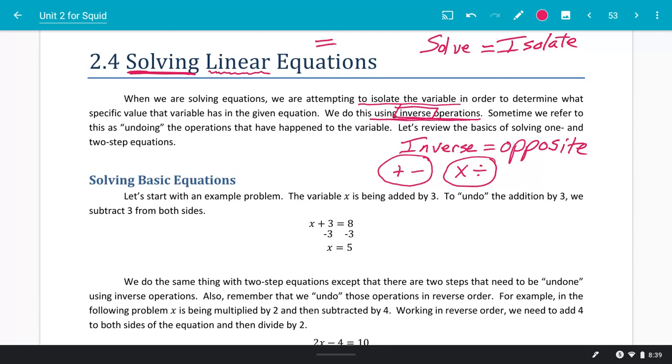So that's really all we need to be able to do: identify the operation that's being performed and use the inverse. If we see addition, we will subtract. If we see multiplication, we will divide, and vice versa. That's really all that's going on here. Let me finish out this particular paragraph. Sometimes we refer to this as undoing the operations, or inverse, that have happened to the variable.